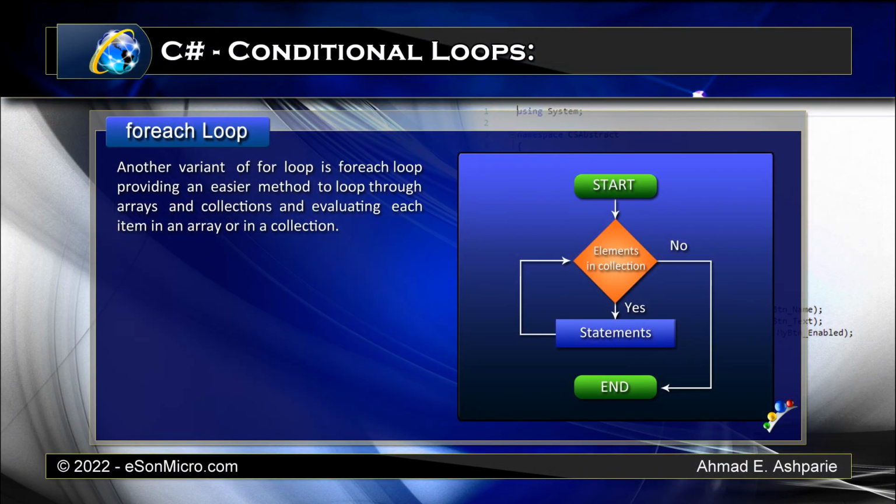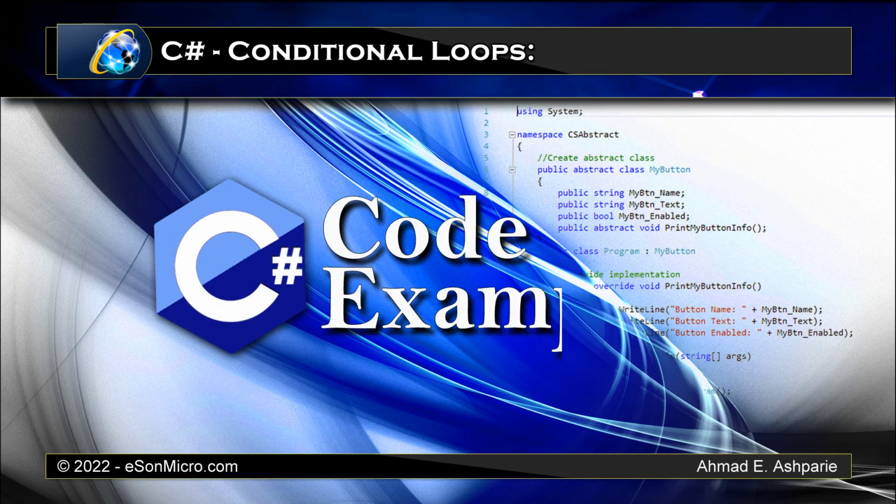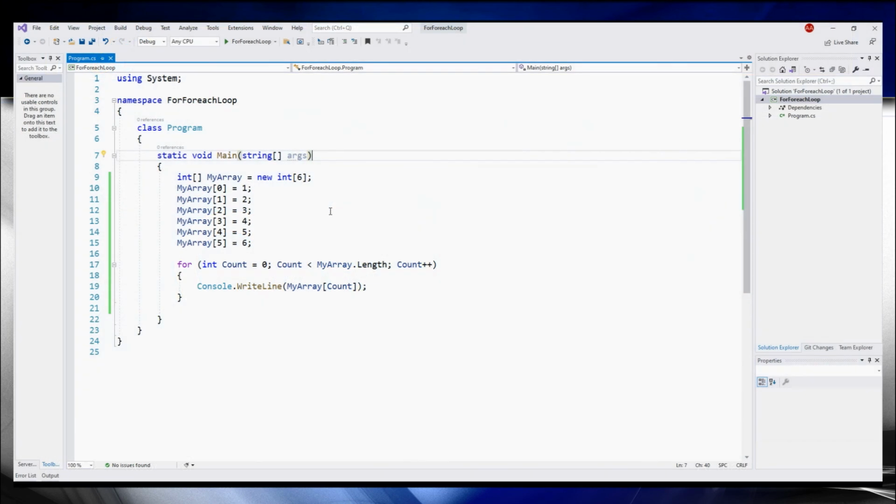Foreach loop. Another variant of for loop is foreach loop, providing an easier method to loop through arrays and collections, evaluating each item in an array or in a collection. Now, let's switch to Visual Studio.